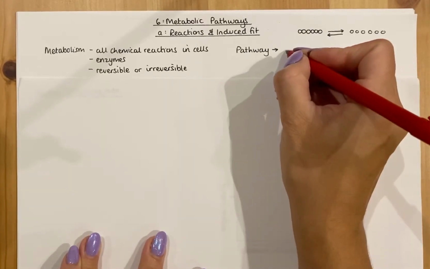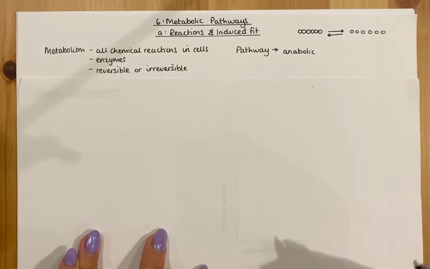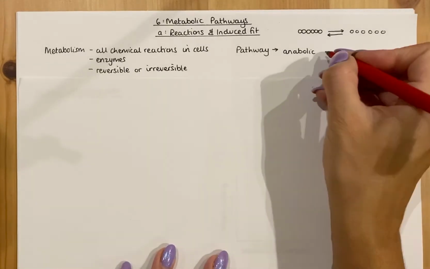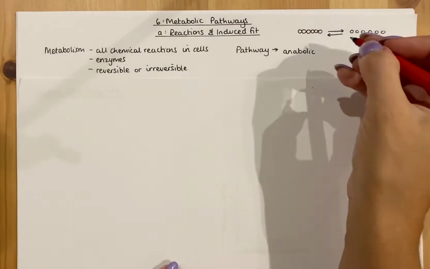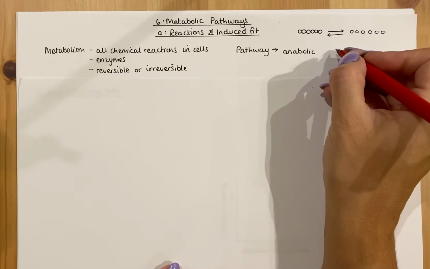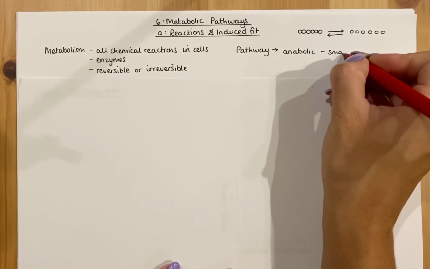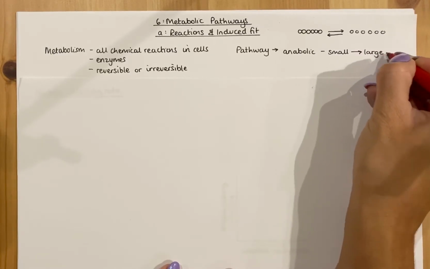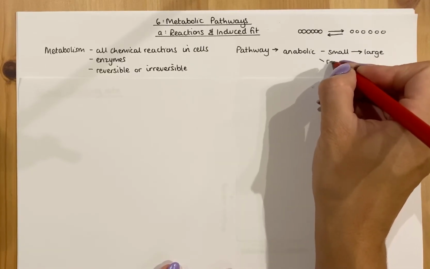One of which is anabolic pathways. Now, in National 5, you will probably have known of this as a synthesis pathway. So a synthesis or a build-up pathway. So because this is a build-up pathway, you would build up small molecules into large molecules. And because you're building things up, that requires energy.